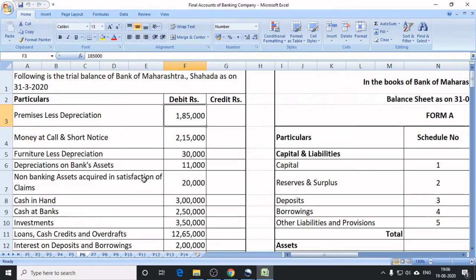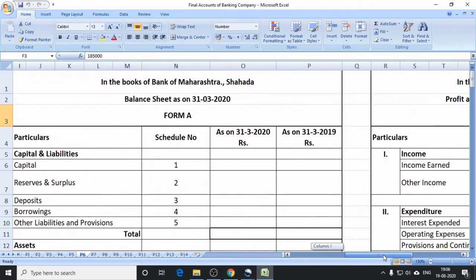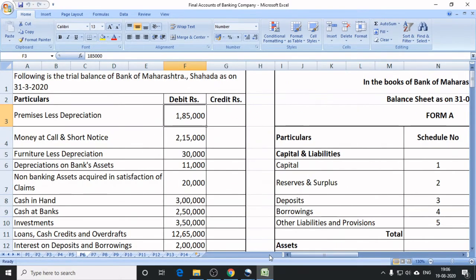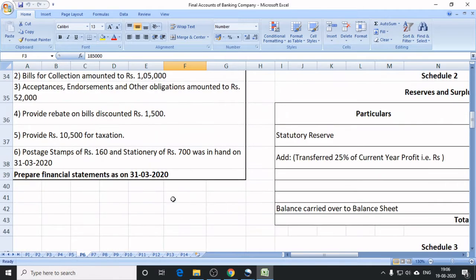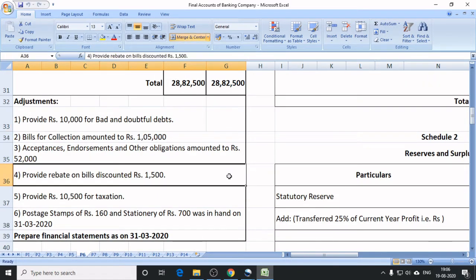Now you know that as per Form A we should prepare the balance sheet, and Form B we should prepare the profit loss account. Now you are familiar with the schedules of the balance sheet as well as the profit loss account. So let's first read the adjustments. This is the first adjustment: we have to make a provision for bad and doubtful debts.